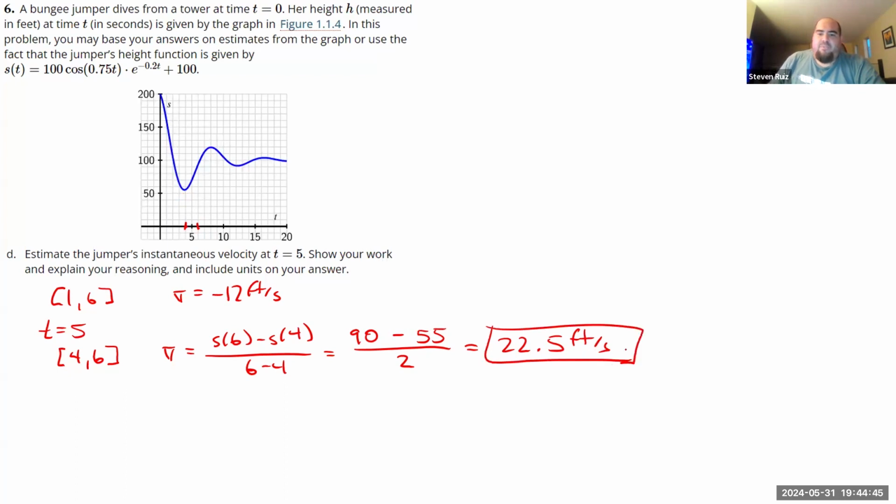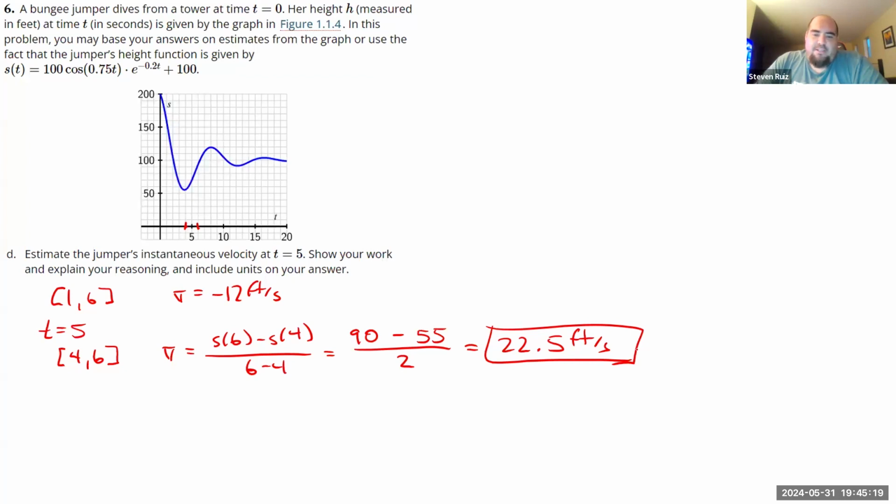So again, just to look forward a little bit, there are ways to get better estimates here. One, if you plug in t equals 4 and t equals 6 into this function, you can get much more accurate numbers and a much more accurate average velocity. Also, very shortly, we're going to learn how to take derivatives of functions that look like this. And when you do that, we don't even need 2 points. We can just find the instantaneous velocity at that 1 point. But for now, I think this is a good estimate.